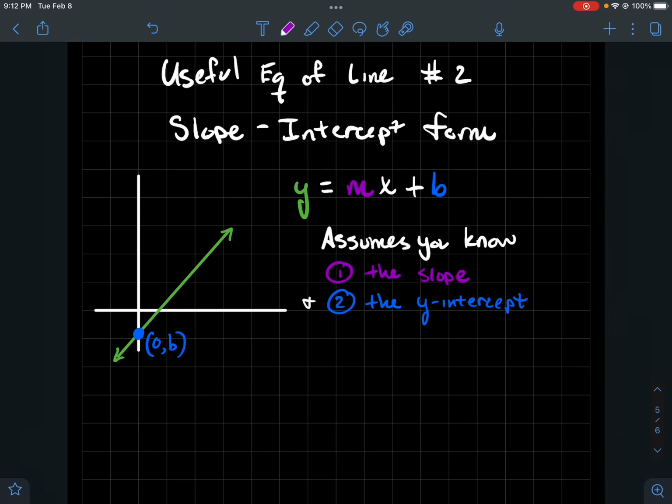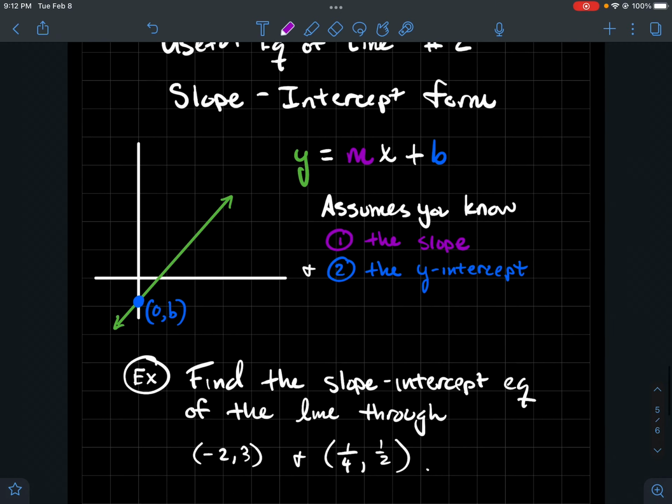So what does this assume that you know if you're going to use y equals mx plus b? If you can write your line down, that assumes you know the slope m, and you know the y-intercept, its y-coordinate b. So let's see, how would you do that?